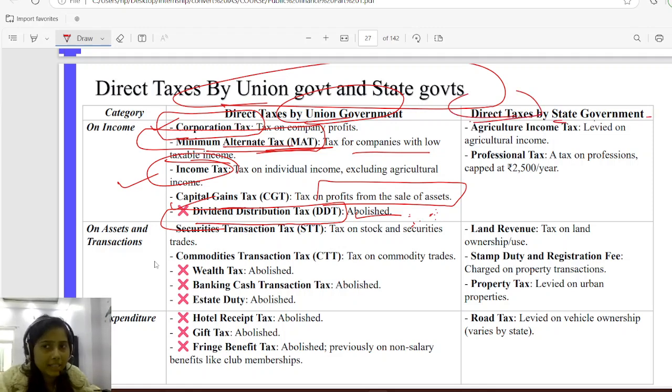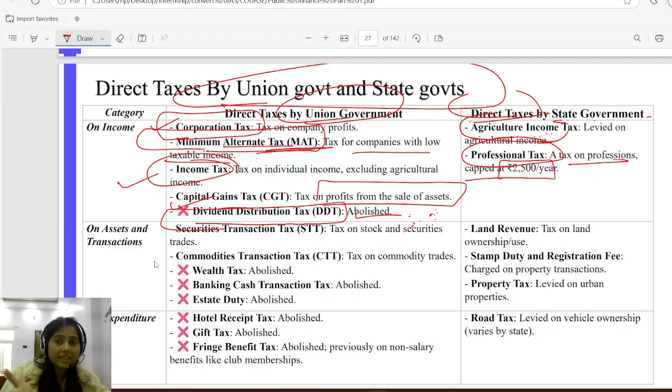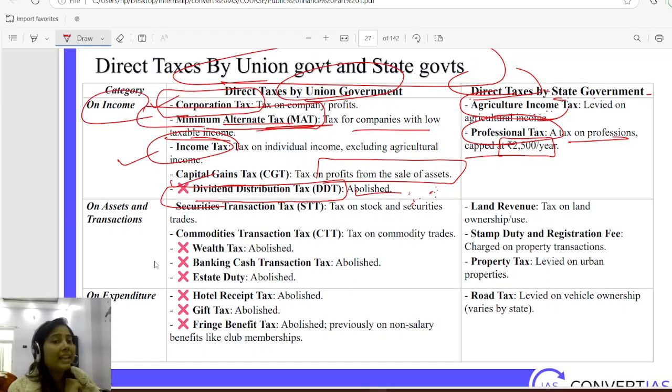Then direct tax by the state government. Agriculture income tax, the state government used to charge. Then professional tax, a tax on profession capped at 2500 a year. Suppose I am a doctor and I am not being employed, I am self-employed and I am running a clinic in my own home. So how is the government taking a tax from me, because there is no fixed criteria on how much I might earn. In that case, I used to pay professional tax because I have some professional degree and I am earning out of it.